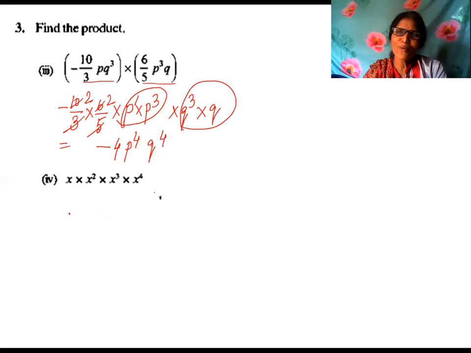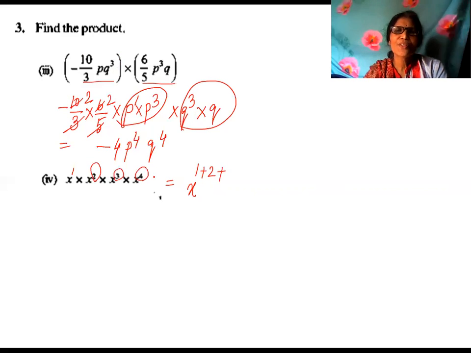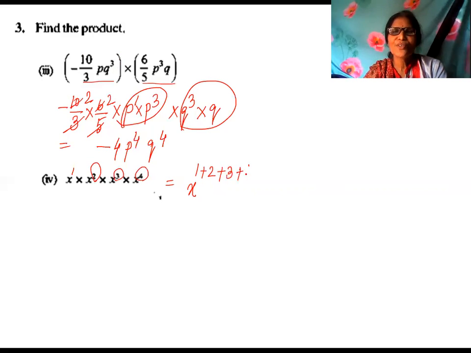Now coming to the fourth part. How many x are there? x means x is power 1. So add all the powers. Power 2, power 3, power 4. So it gives you how much? x to the power 10.